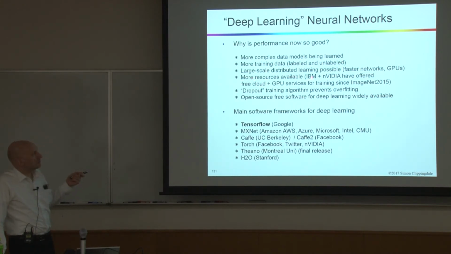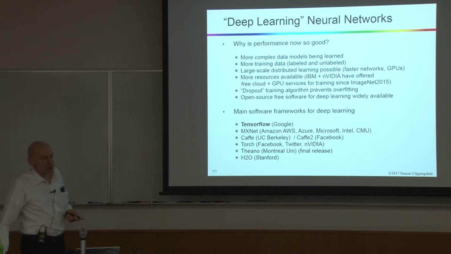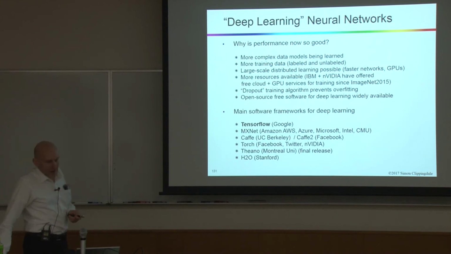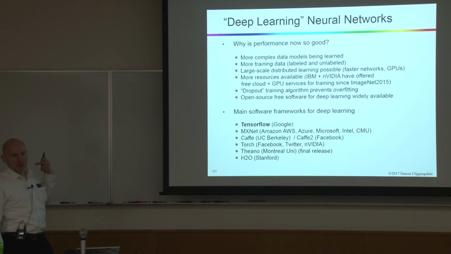There are more resources available to people. For example, IBM and NVIDIA have offered free cloud and GPU training services since 2015 in the ImageNet competition. The dropout training algorithm that I mentioned earlier has been quite effective at preventing overfitting and stopping these very complicated networks from learning models that are too complicated for the data. And there's a load of open source free software for deep learning, for training your networks.